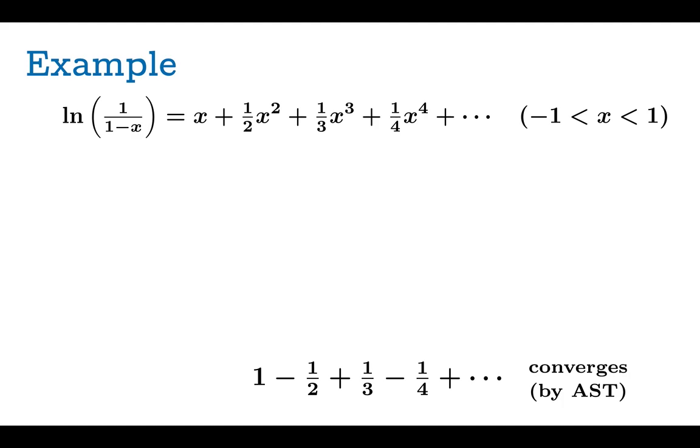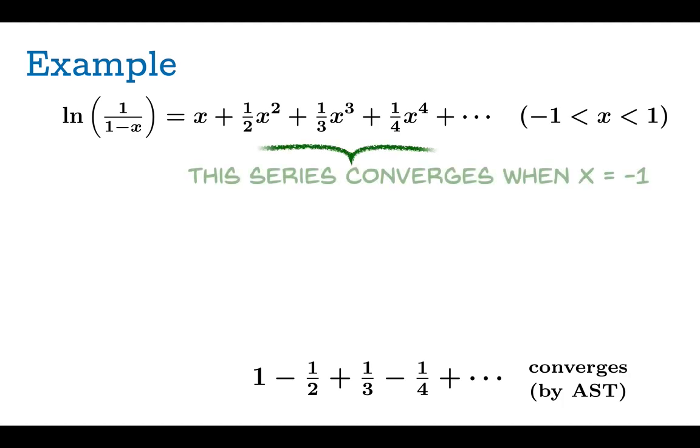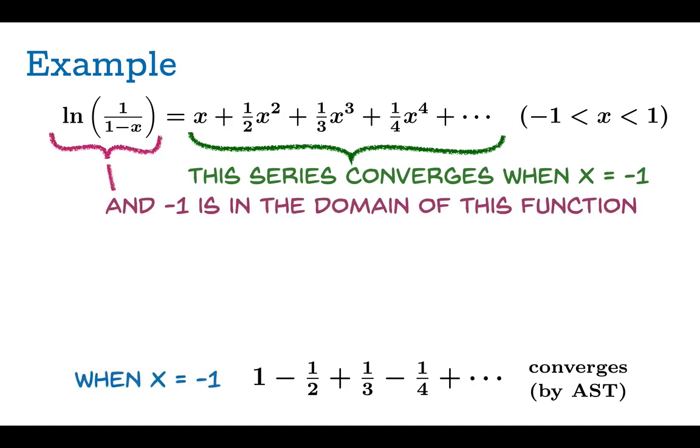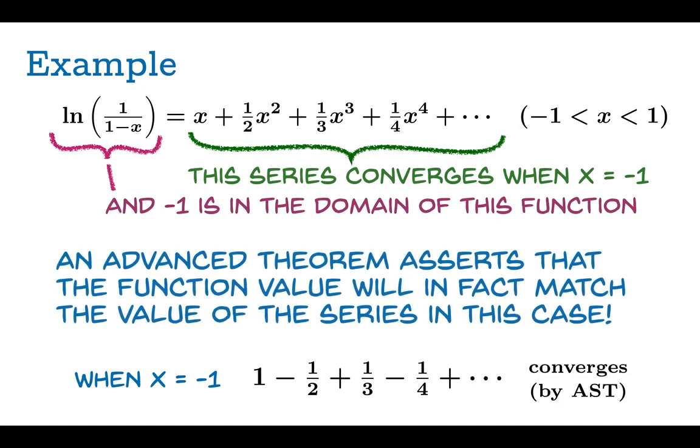But it's a far subtler issue to say that the two sides of the equation have to be the same. So we know the series converges when x equals -1, and you know that you can plug in -1 into that function on the left because it is in the domain. But since this happens at the endpoint, it's a rather delicate issue to say that they're the same, but I'm going to invoke a little bit of theory. It's an advanced theorem that asserts that in this case, the function value will in fact match the value of the series. So it turns out that when you plug in -1 to both sides, it's still going to be true that these are equal.